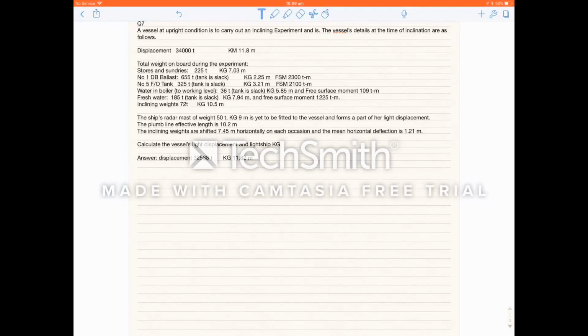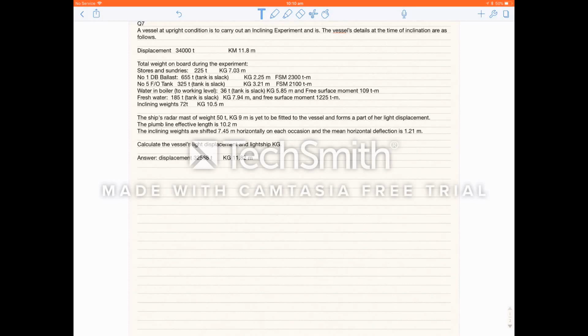Okay, let me try to show you how we should go about doing an inclining test question. What I have put here is the last question in your exercise, question number 7. One thing to remember is that when we do the inclining test, the main purpose or goal is to find the vessel's KG at the light ship condition.